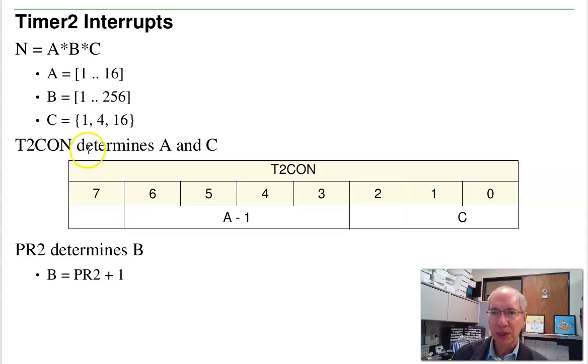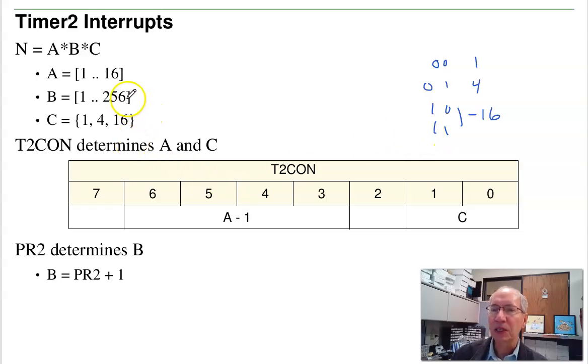To set up a and c, that's in T2CON. A covers these 4 bits, and everything's offset by 1, so 0 means 1, 1 means 2. That way with 4 bits I get the numbers 1 through 16. C is kind of an oddball. On C, 0, 0 means 1, 0, 1 means 4, and 1, 0, 1, 1, both of these mean 16.